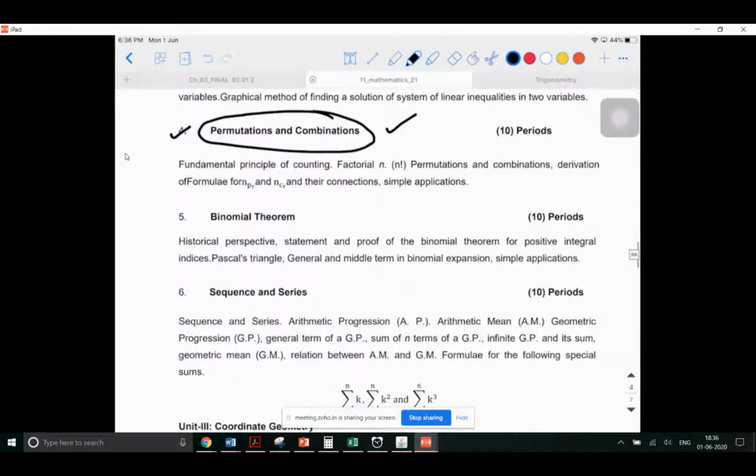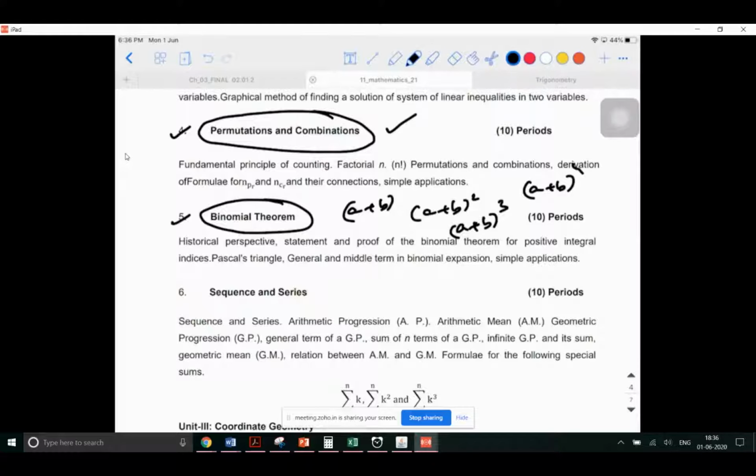Okay. Then you have a topic named binomial theorem. This is again going to be a part of algebra. For example, if I have a plus b, I know what the formula for it is. If I have a plus b whole square, I know the formula for it. If I have a plus b whole cube, we can write it as a cube plus b cube plus 3a square b plus 3ab square and so on, right? So you write it like this.